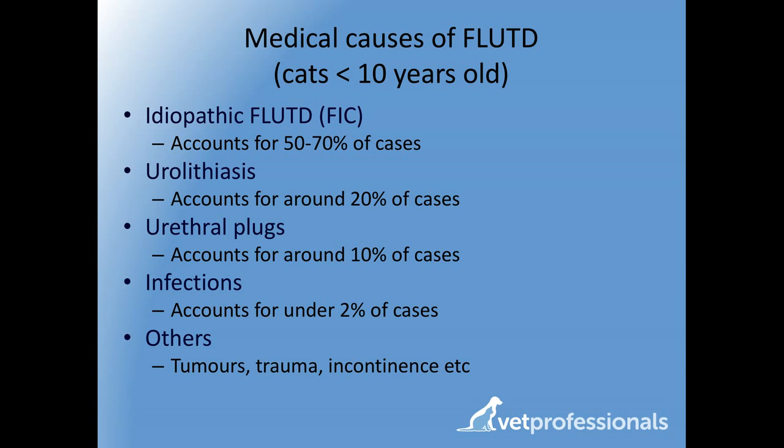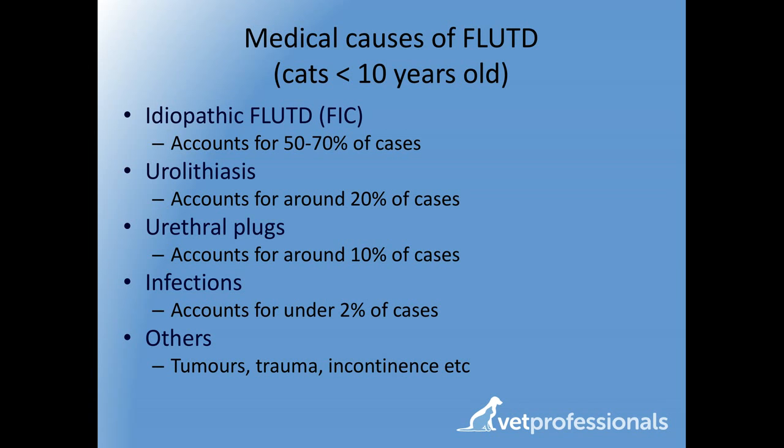If you look in any textbook at the different types and causes of lower urinary tract disease for young cats, you'll see results similar to this slide. Idiopathic lower urinary tract disease, feline idiopathic cystitis, the main topic of this presentation, is estimated to account for more than half of cats with lower urinary tract signs. Urolithiasis is thought to account for around 20% of cases, urethral plugs around 10%. Infections are generally of very low prevalence. Most textbooks will give you a figure of less than 2%.